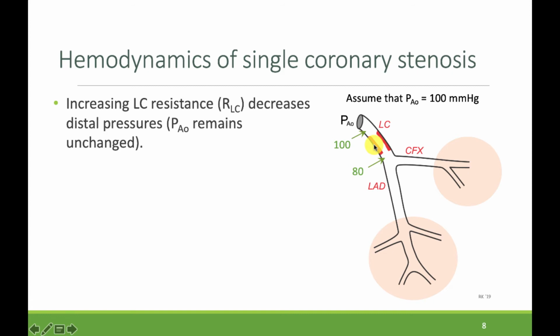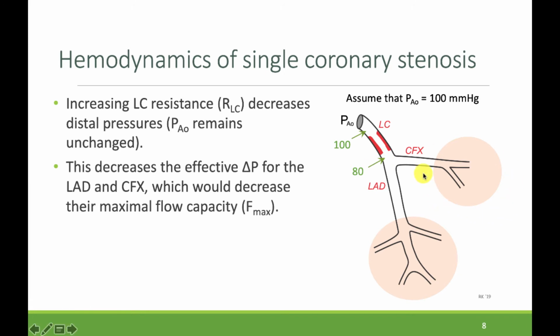But because of the stenotic lesion, that decreases the distal pressures. So on the other side of this lesion, it's now showing a pressure of 80 millimeters of mercury. In other words, across the length of this narrowing of the left coronary artery, I'm depicting a 20 millimeter of mercury pressure drop. Now this fall in pressure decreases the effective perfusion pressure for both the circumflex and the LAD arteries. Therefore, both of these arteries will have reduced maximal flow capacity.